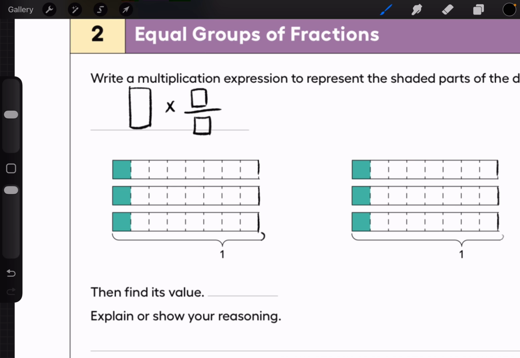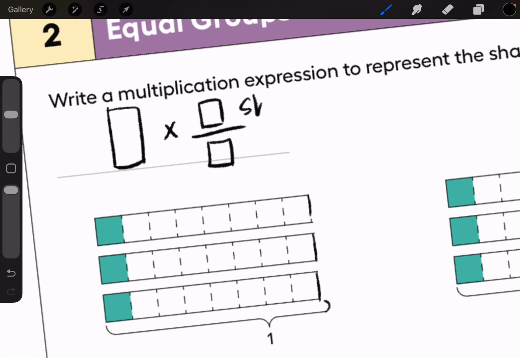I'm going to have a big number. That's how many groups I have. And then I'm going to have a little fraction. How many shaded over how many whole. And we always think of fractions like that. We think how many parts shaded over how many parts total. And I'll show you what that means.